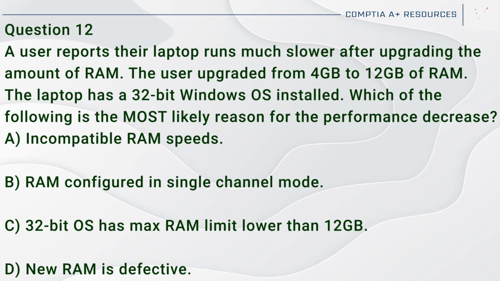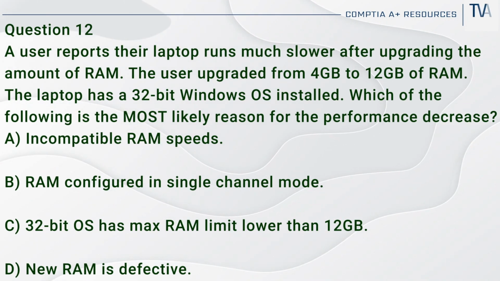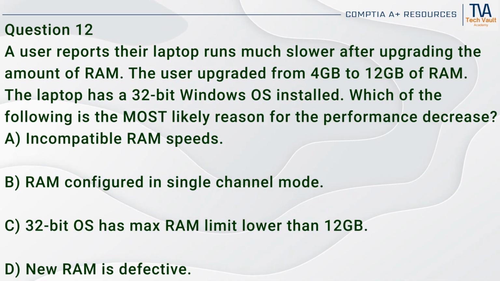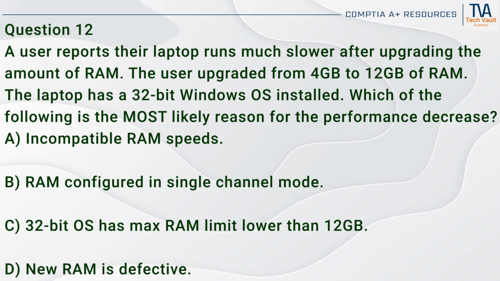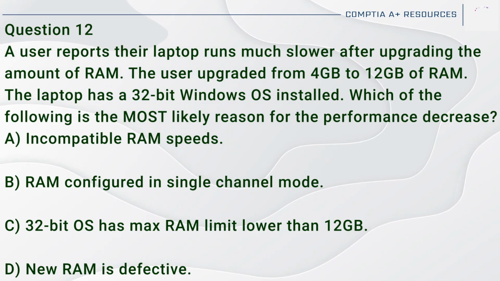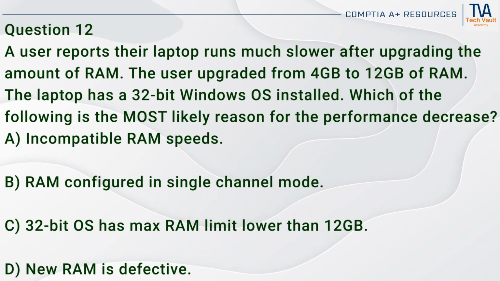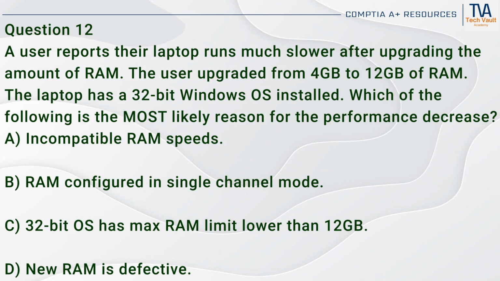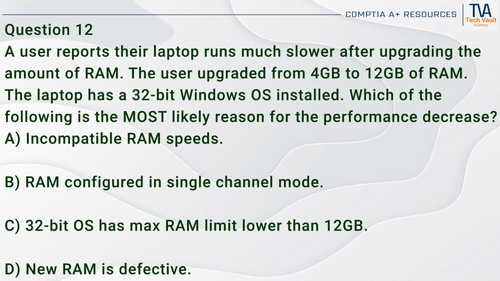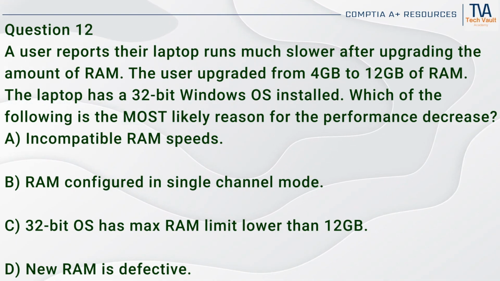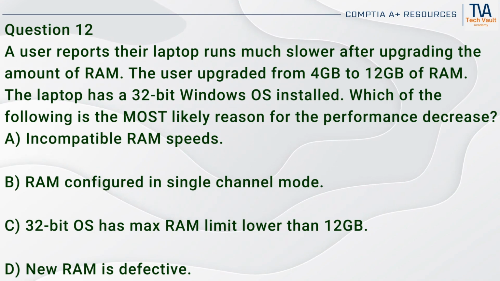Question 12. A user reports their laptop runs much slower after upgrading the amount of RAM. The user upgraded from 4 GB to 12 GB of RAM. The laptop has a 32-bit Windows OS installed. Which of the following is the most likely reason for the performance decrease? A. Incompatible RAM speeds. B. RAM configured in single channel mode. C. 32-bit OS has max RAM limit lower than 12 GB. D. New RAM is defective.